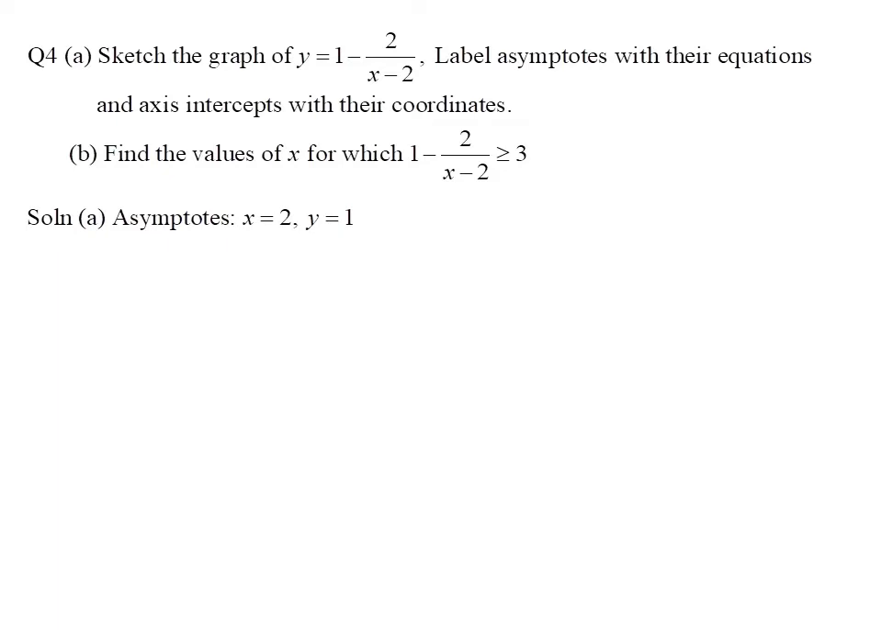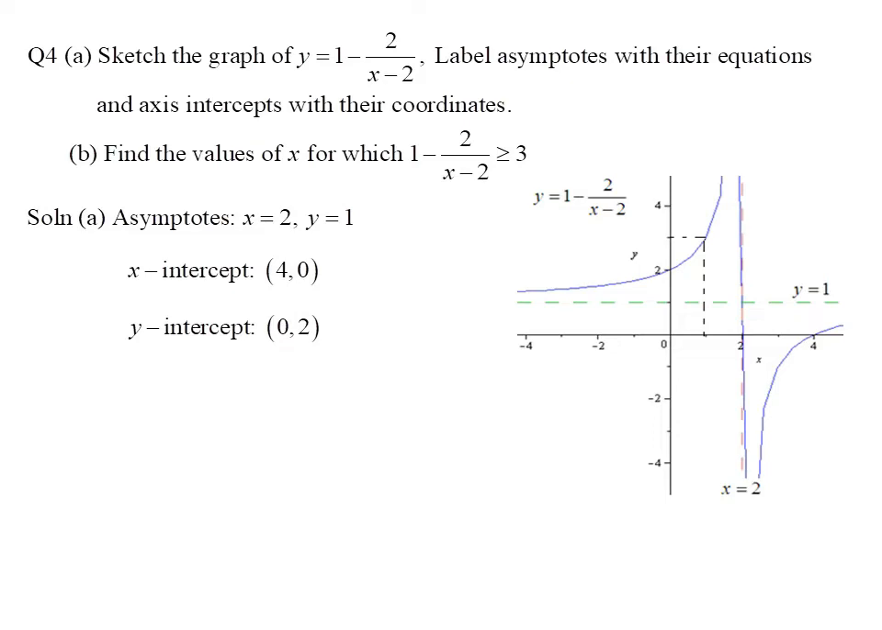Based on the rule of the function, it is a hyperbolic function with 2 asymptotes, x equals 2 and y equals 1. The x-intercept is found by setting the y value of the equation to 0, while the y-intercept can be found by setting the x value of the equation to 0. Hence, the coordinate of the x-intercept is (4, 0), while the coordinate of the y-intercept is (0, 2), respectively. As can be seen, the graph of the function is sketched and shown on the right.